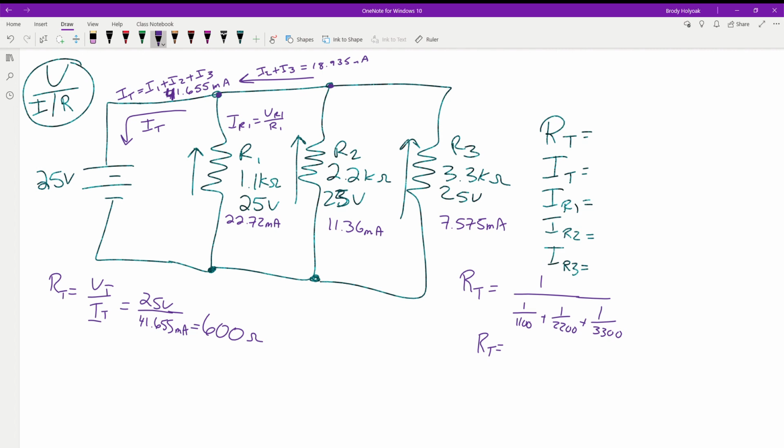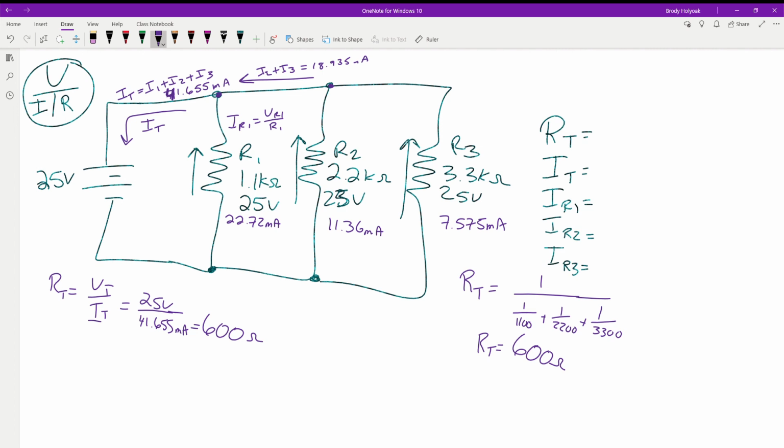So when we run that through our calculator, what do we get? 600 ohms. And we can also double check. Is 600 smaller than our smallest resistor value? Yes. So we've satisfied that requirement.